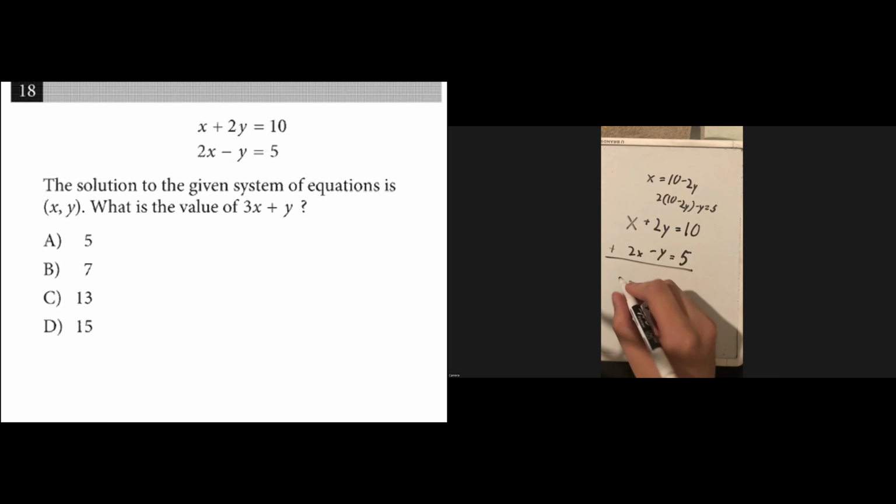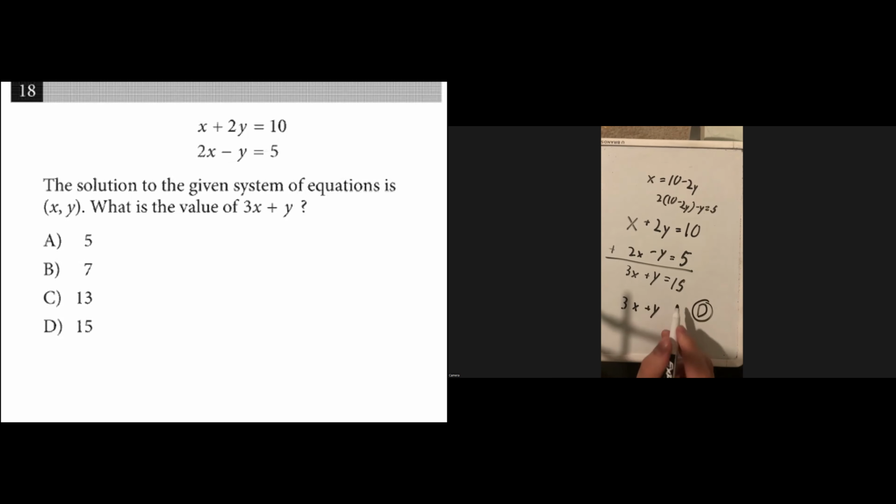X plus 2x is equal to 3x. 2y minus y is equal to positive 1y. 10 plus 5 equals 15. So 3x plus y is equal to 15. So the correct answer choice is actually D.